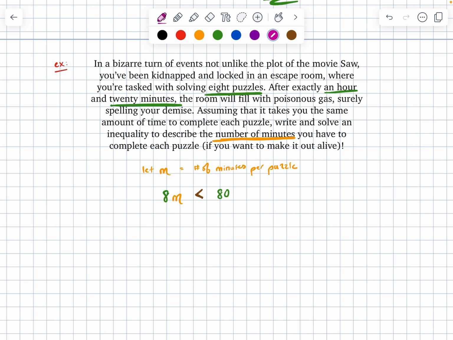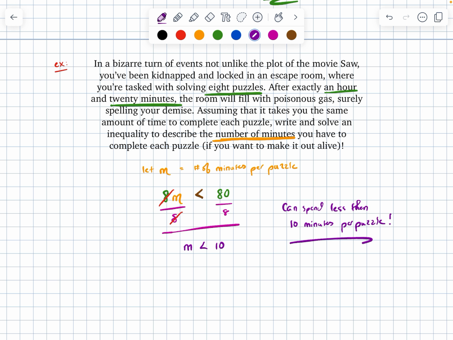Well, I just need to get m by itself. There's one thing in the way. It's that 8. So I'll divide both sides by 8 to isolate our variable, I find that m is less than 10. So in this case, what does that tell me? If m is less than 10, the amount of minutes that I can spend per puzzle needs to be less than 10. So I'll say here, right, maybe I'll write a sentence, maybe I don't need to, but I can spend less than 10 minutes per puzzle.